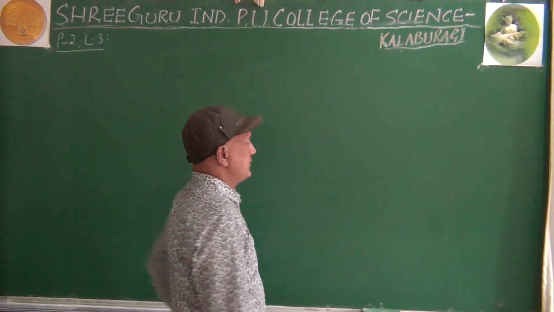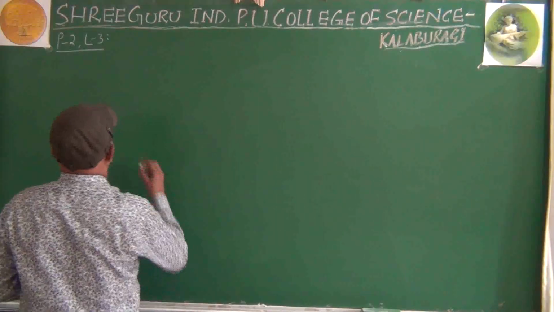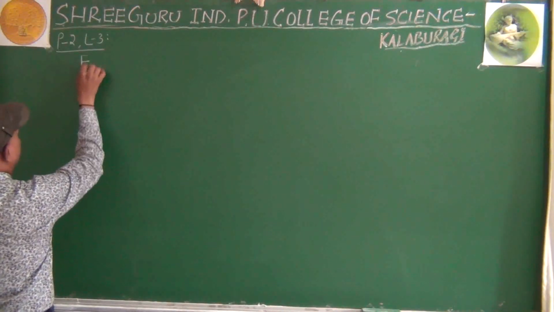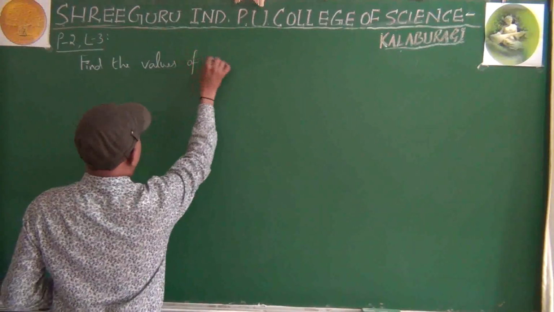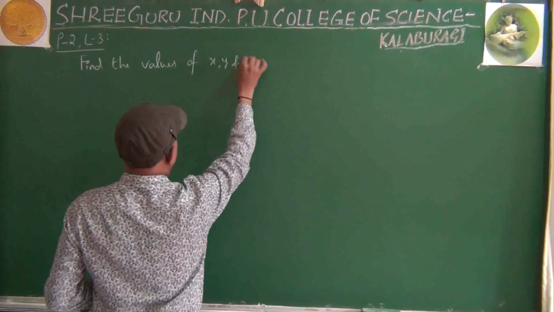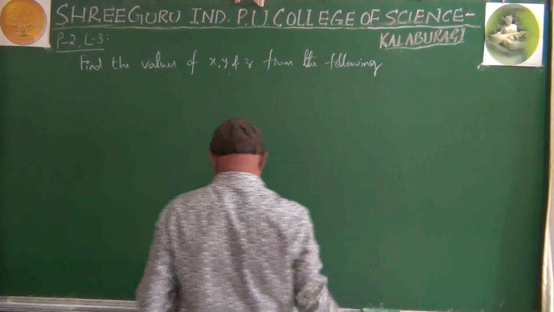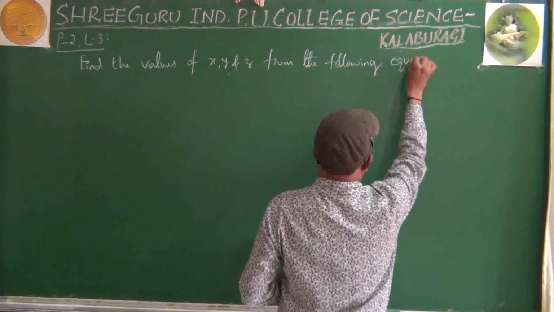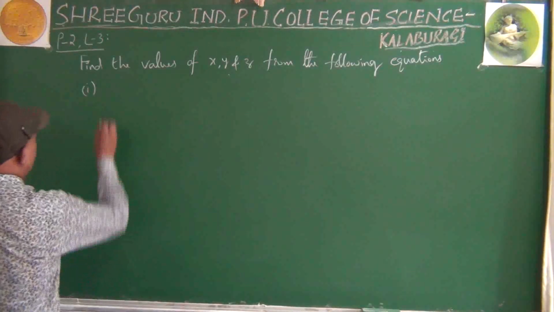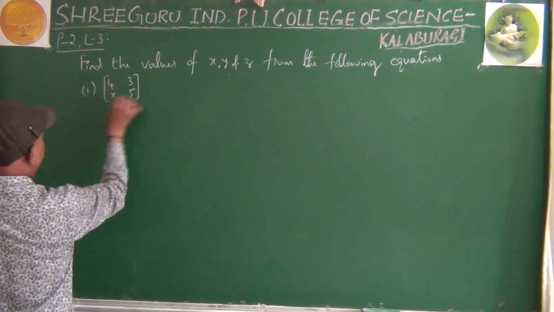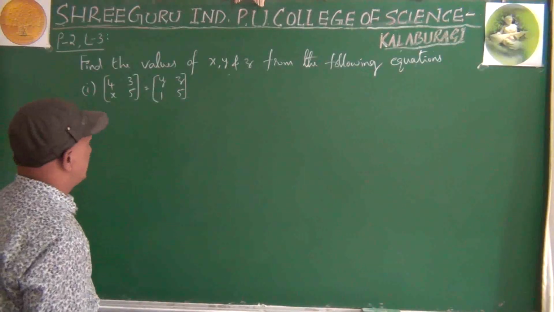Coming to the next question. Find the values of x, y and z from the following equations. First one, the matrix with 4, 3 in the first row and x, 5 in the second, equals the matrix with y, z in the first row and 1, 5 in the second. Right? This is the question.